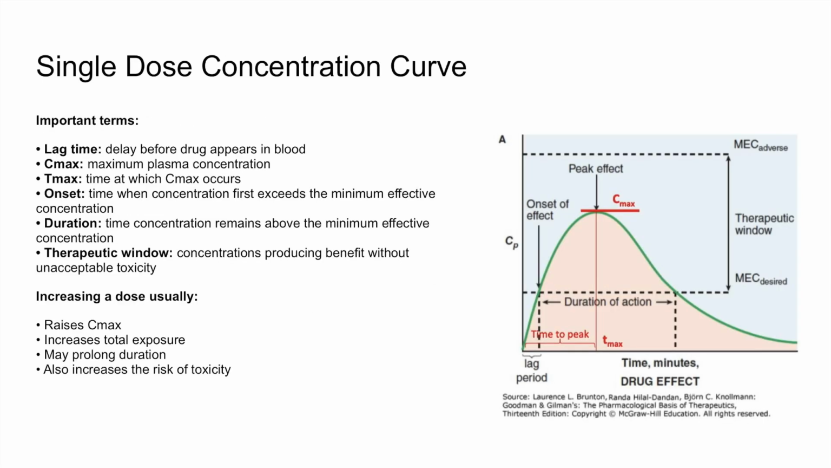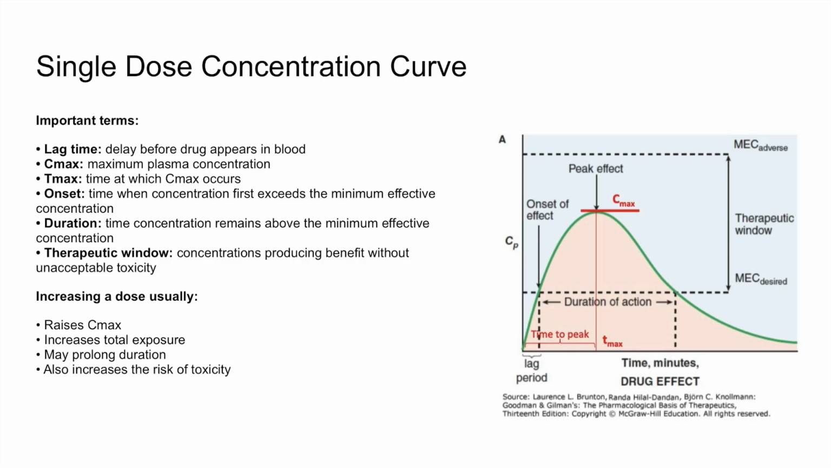All right, so a single dose concentration curve shows how plasma drug concentration changes after a single non-intravenous dose. Lag time is the delay before the drug first appears in the bloodstream. As absorption continues, the concentration rises to Cmax, the maximum measured plasma concentration. Tmax is the time at which Cmax occurs.